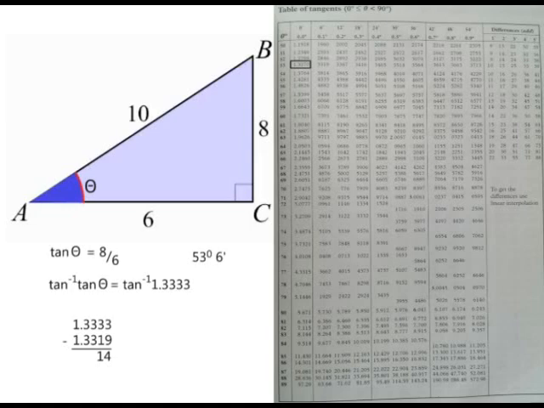There's no 14. There is 10 and 15. 15 is closer to 14, and it is found in the column of 2 minutes. So we add this to our previous angle. So 53 degrees and 6 minutes plus 2 minutes gives us 53 degrees and 8 minutes. And that is the angle.